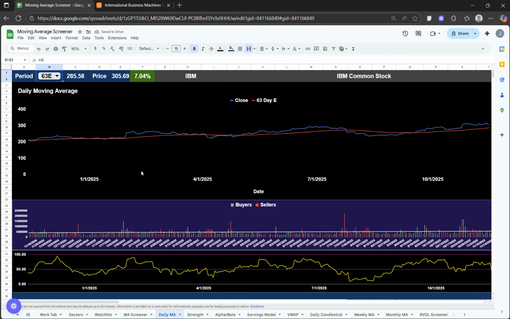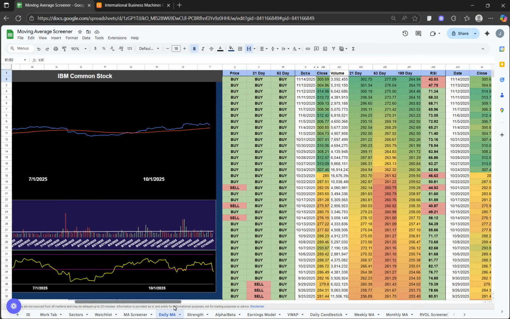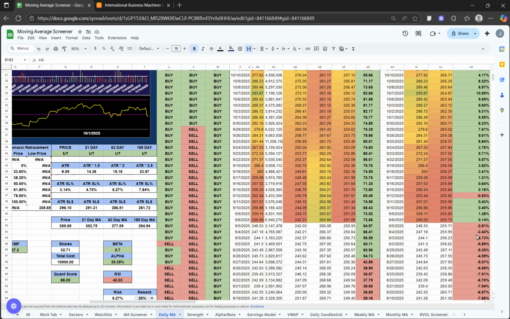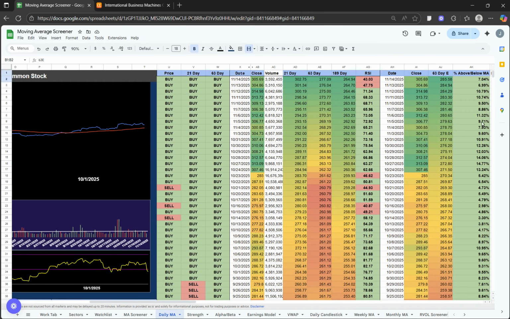So we're 7% above our 63 exponential moving average. And this has only been above our 63 exponential for a short time now, since the beginning of September here. But we have held it since then. And right now we're 7% above. So that's IBM.